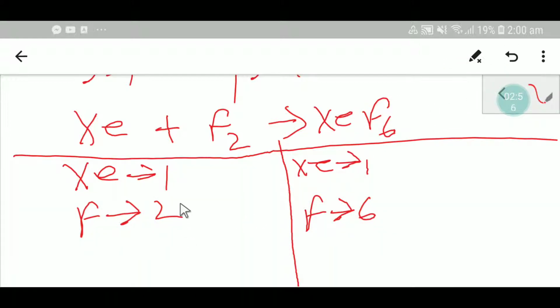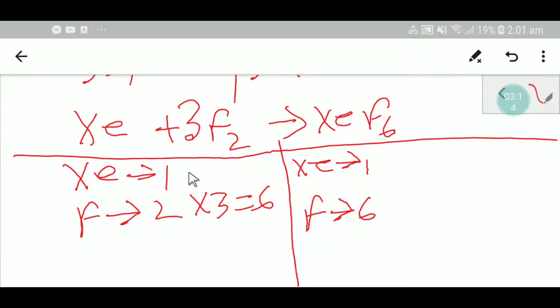I can multiply here by 3. That gives me 6, right? And this 3 must come before this fluorine that is here. So I will place here 3. So now you can say that this is the balanced equation, right? Okay.